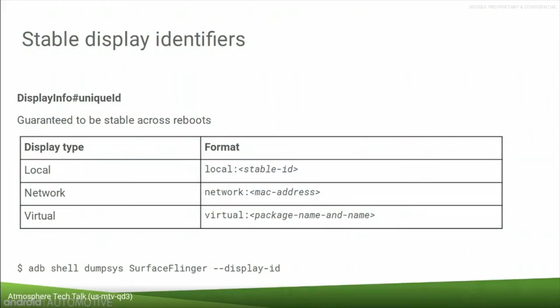First of all, the existing field in the display info class called unique ID was updated. It now contains much more information about the type of the screen and also information that identifies a specific screen. It also is guaranteed to be stable across reboots and even across hot plugs. If you need to plug in, then remove, and plug in a display again, it will get the same unique ID. You can check the output of this shell command to see how they look for different screens in your setup.